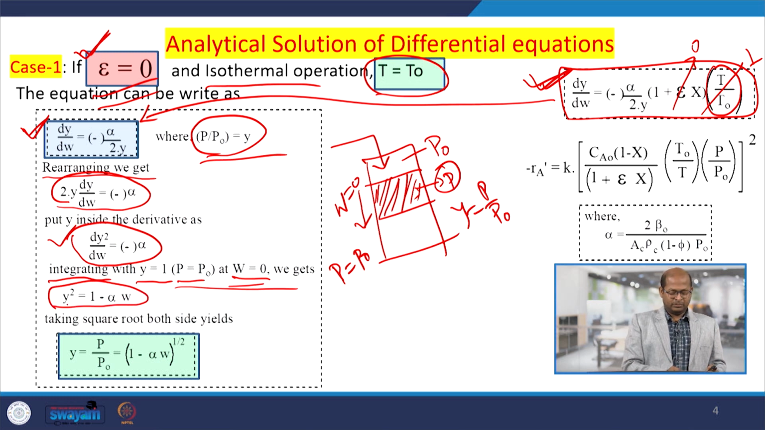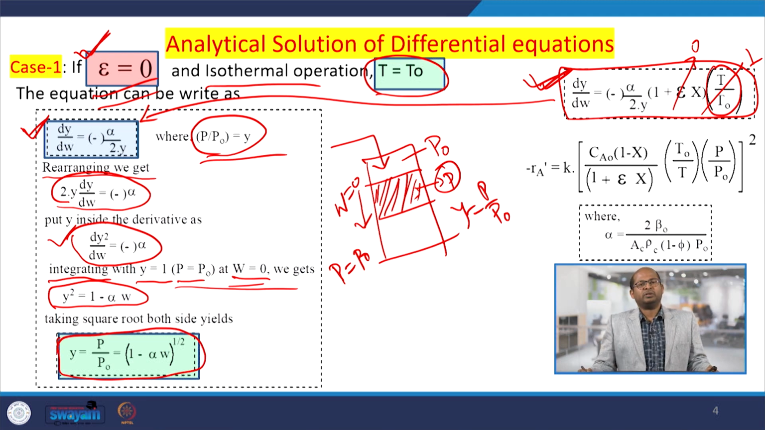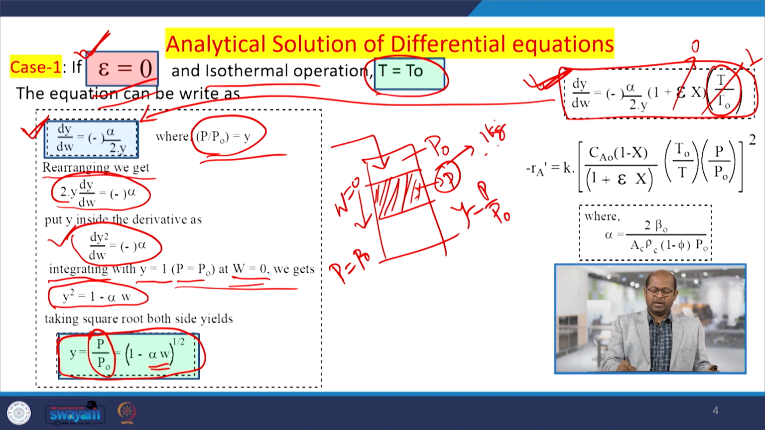After that, if we rearrange the equations, we will get y equals P by P naught equals (1 minus alpha W) to the power half. So, this is the ratio of pressure to the weight of the catalyst, where W is the weight of the catalyst inside the bed. If we put, let us say, 1 kg of catalyst at the beginning, and we know the alpha value, then we can find out the pressures at the other points using this equation.